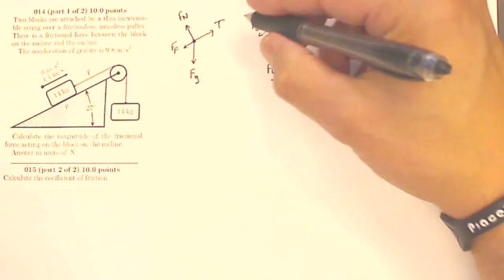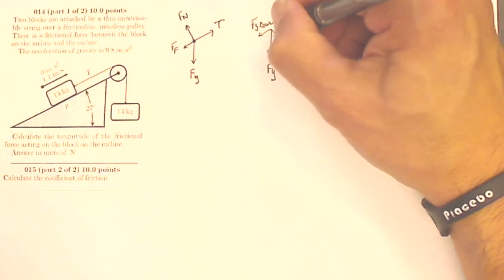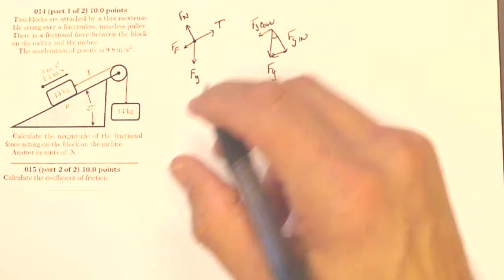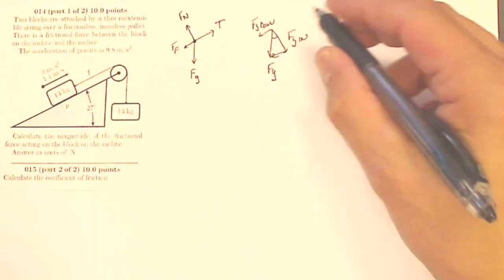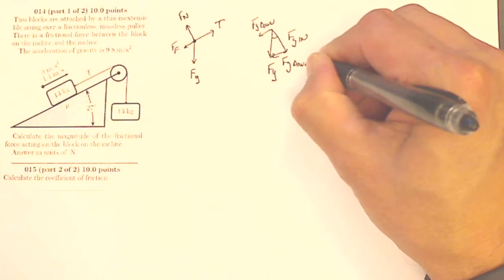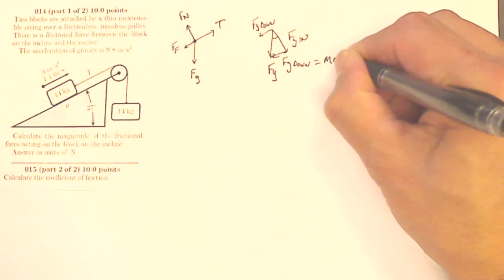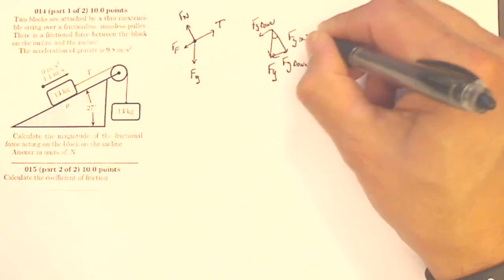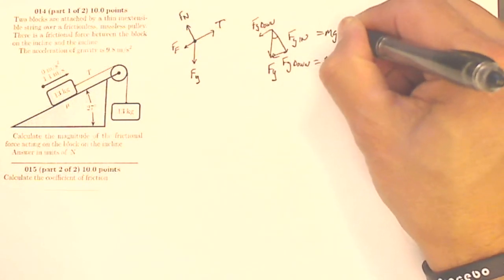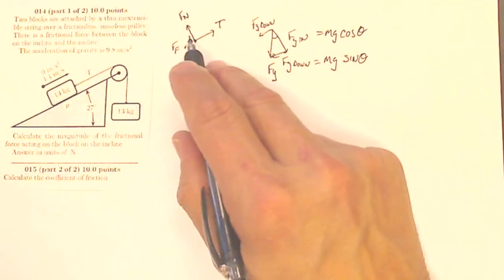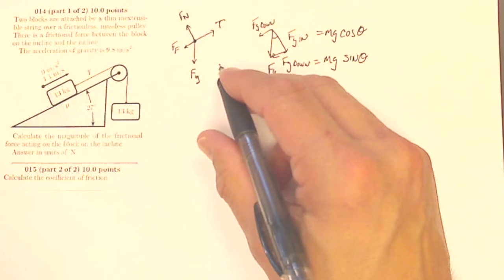And I know that this can be drawn this way, with this being the angle theta, the angle of the ramp, 27 degrees. So I know that my force of gravity down is going to be mg sine theta, because it's opposite, and this one is going to be mg cosine theta.